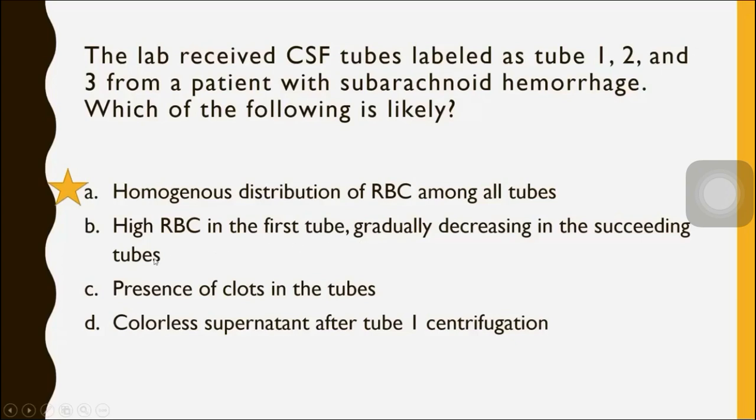How about for letter C? So the presence of clots, of course, in the traumatic tap. So again, artificial introduction of fibrinogen coming from the plasma. How about the letter D? There's a presence of colorless supernatant after tube 1 centrifugation. So again, colorless supernatant in traumatic tap and then xanthochromic supernatant naman for intracranial hemorrhage.